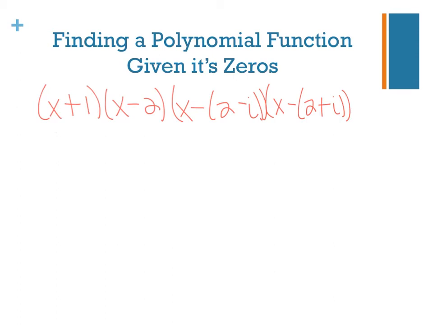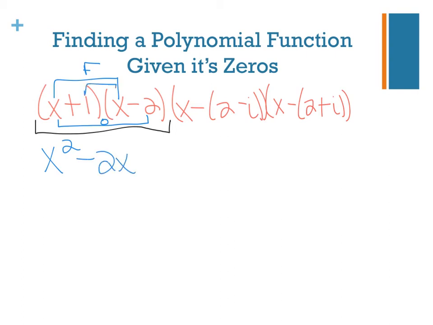Alright, so we are going to find a polynomial function here. I think the easiest part will be to multiply the first 2 factors together. So I have x plus 1 times x minus 2. To multiply them together, I'm going to FOIL. If I multiply x times x, I get x squared. That's my first term. X times negative 2, my outer terms, gives me negative 2x. 1 times x is 1x.